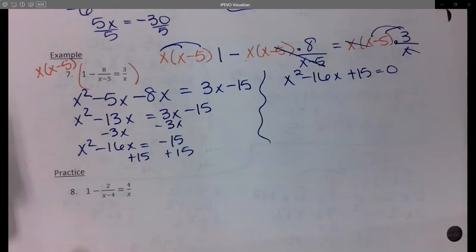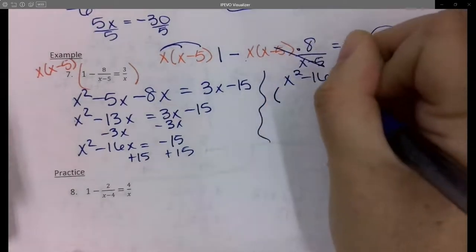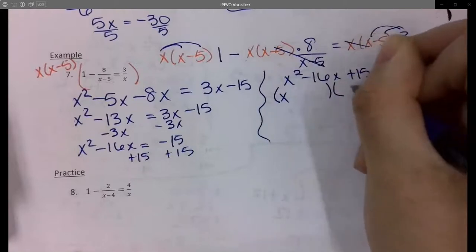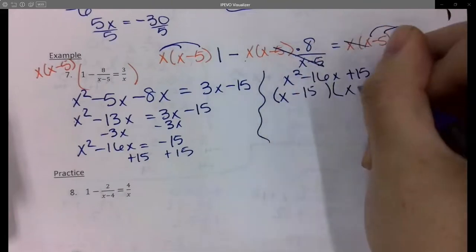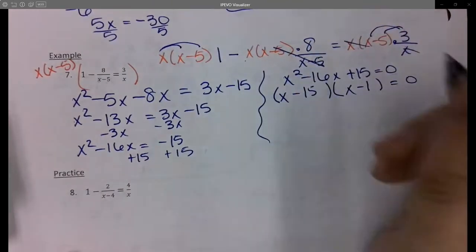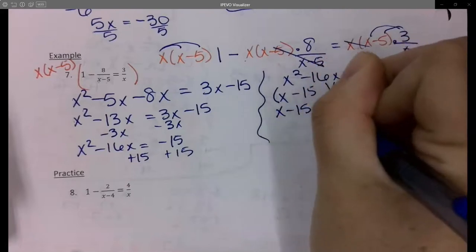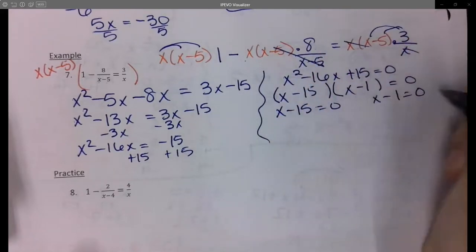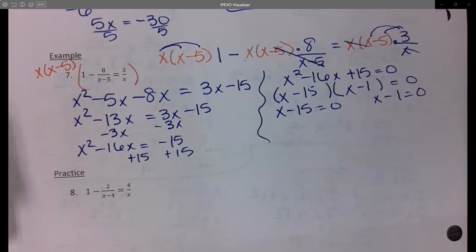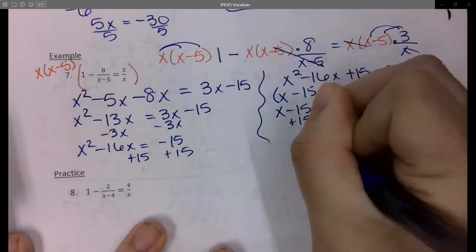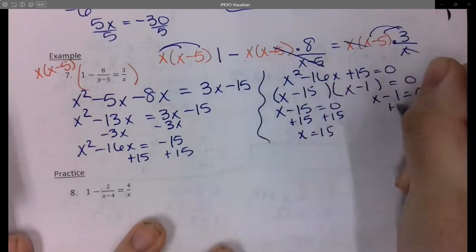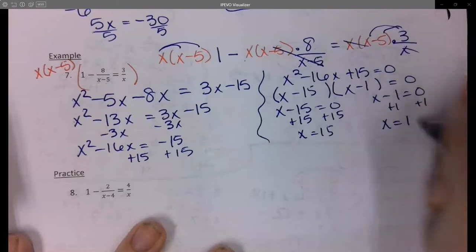So I'm looking for numbers that multiply to positive 15 and add up to negative 16. Negative 15 and negative 1. So I want to take those and set those equal to 0. So if I add 15 to both sides, I get x equals 15. And if I add 1 to both sides, I get x equals 1.